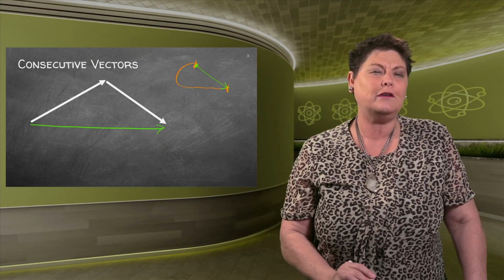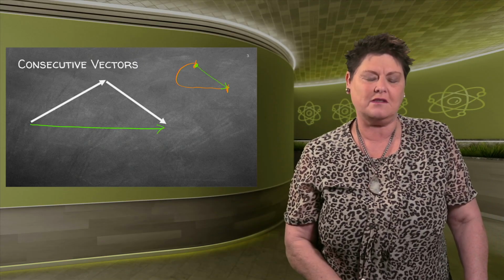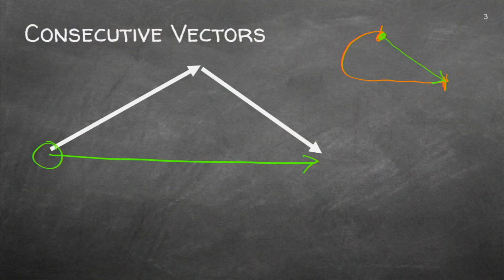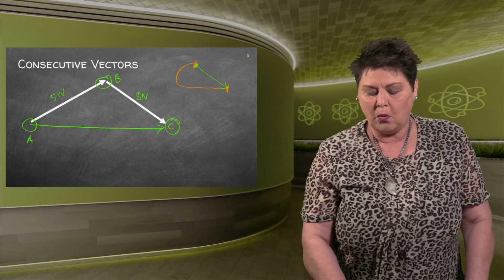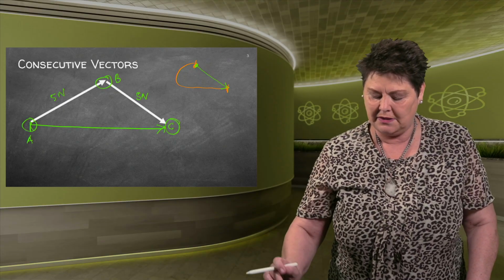Let's quickly have a look at forces. Forces are also vectors. I could pull an object from this point A to point B with a force of 5 Newton. I can then take it from B to C, pull it with 5 Newton. Where am I now? At C. And then you can find the resultant. We'll do the calculations just now. I just want you to see what resultant actually means.